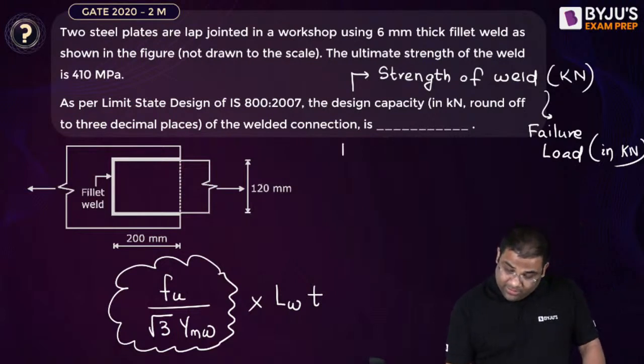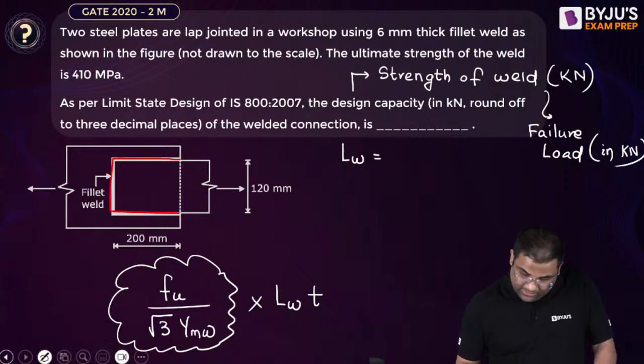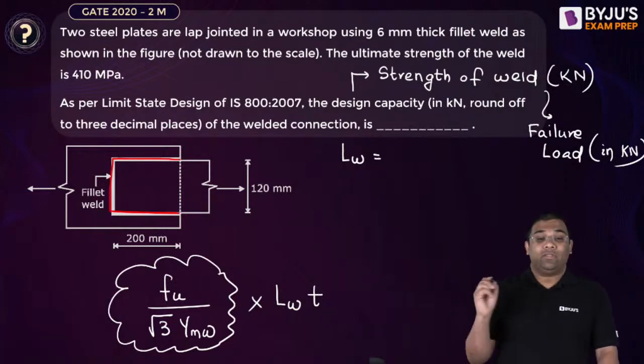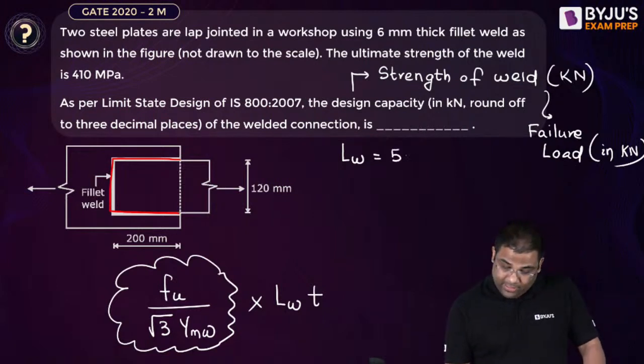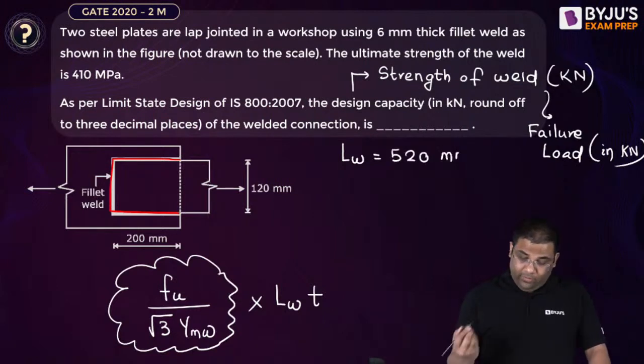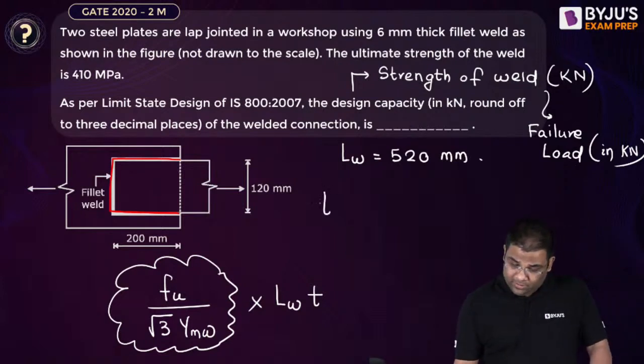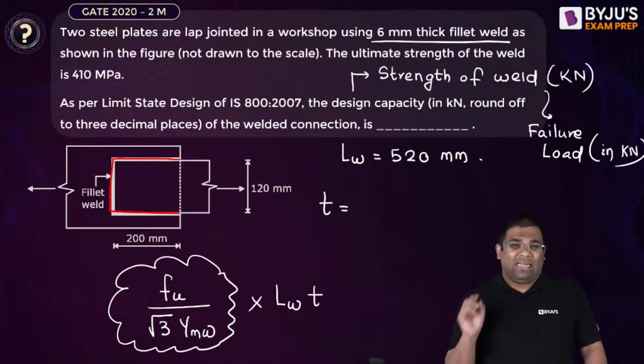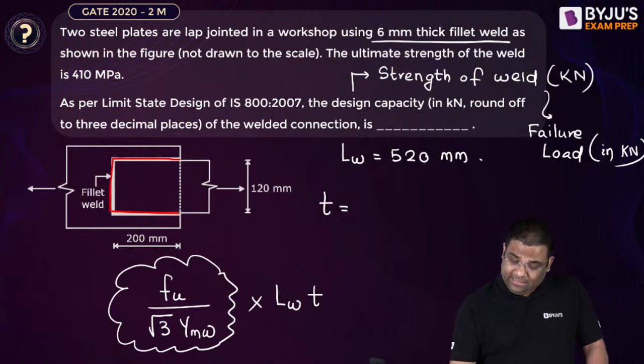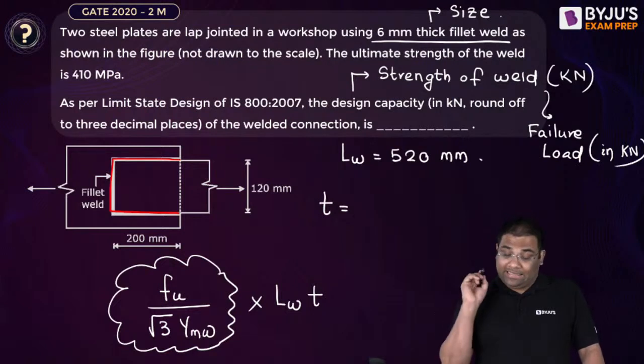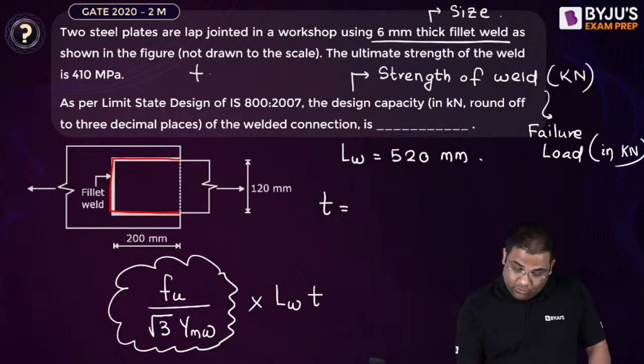Now length of weld is how much here? If you see, the length of weld is, which is welded like this, 200 plus 200 plus 120. That is how much? 520, right? And throat thickness will be how much? You see, it is given 6 mm thick weld. Whenever they write this 6 mm thick weld, that thickness is not throat thickness. That thickness is always size, remember. If they write throat thickness, it is throat thickness. If they write thickness, that is size. So from here I can say the throat thickness will be 0.7 into S, that is how much? 4.2 mm.